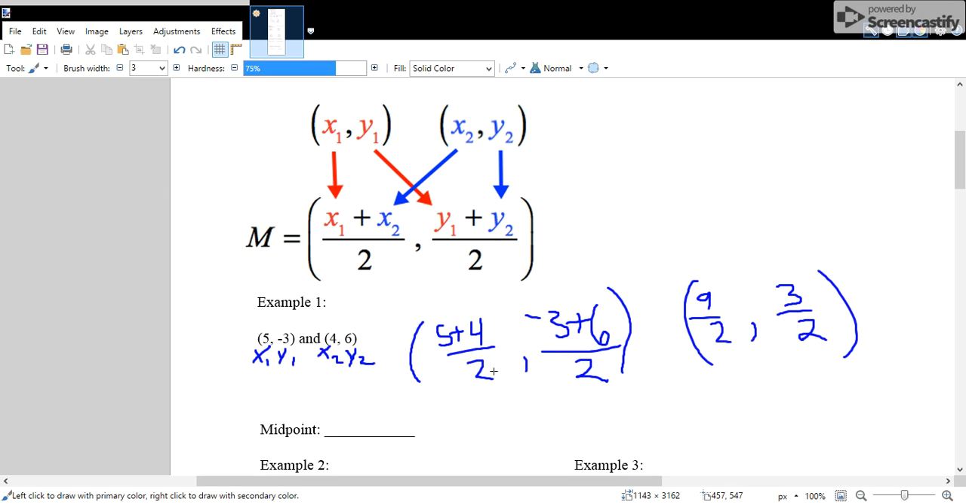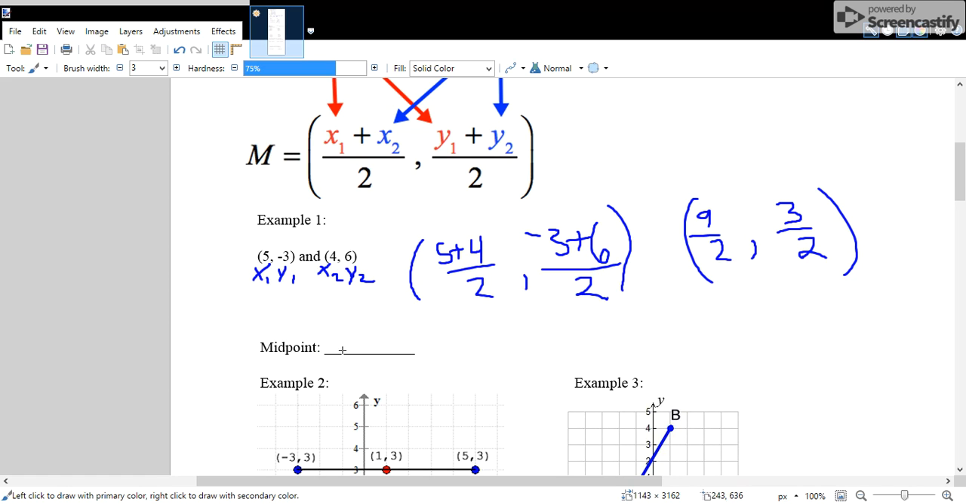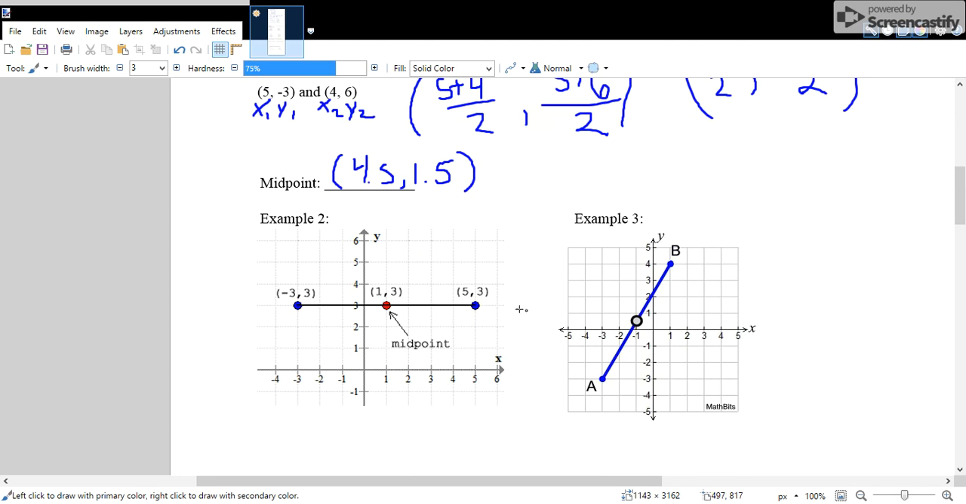That's your midpoint. You could also change this into a decimal. You could put 4.5, comma, 1.5. Either way is okay. Example 2 is already done for you. We have -3, 3, and 5, 3. Add each of those coordinates together, divide by 2. You should get this.